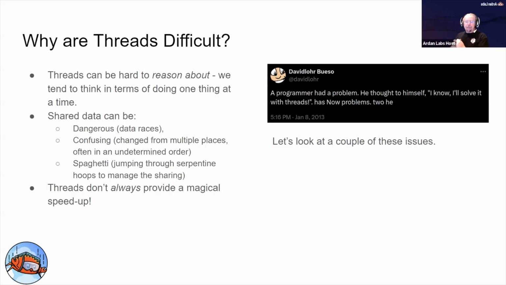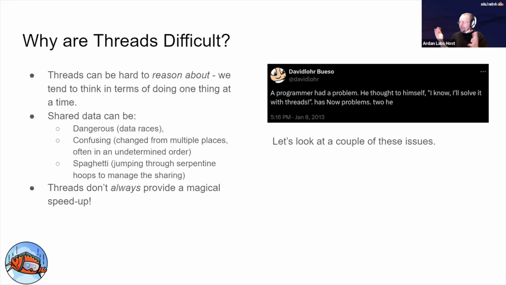And lastly, threads are difficult because they don't always provide the magical speed up that you think they will. It's actually surprisingly easy to write a threaded program that is slower than the single threaded version, because CPU cache tends to keep a blob of memory, read through it, access it very fast. If you suddenly need to synchronize that between all your CPUs, all your memory accesses just became a lot slower.